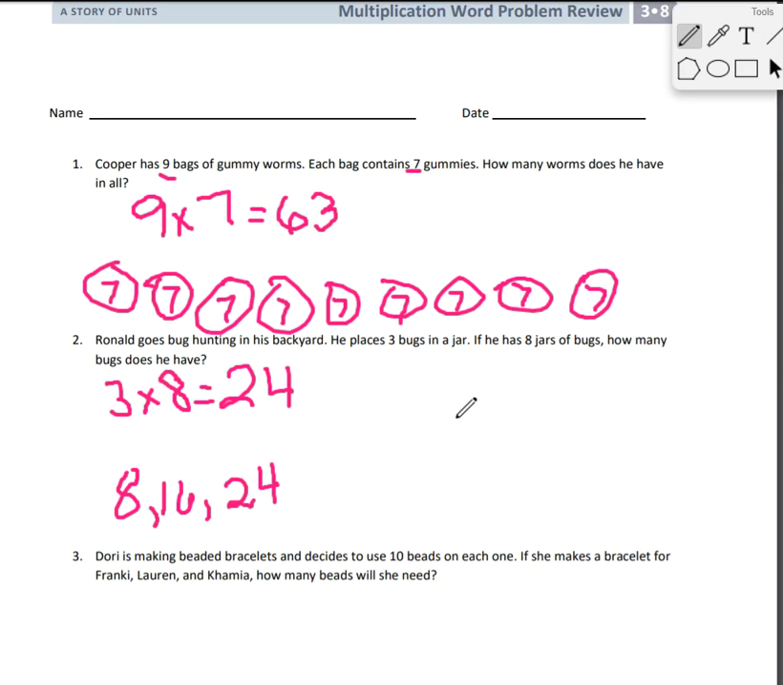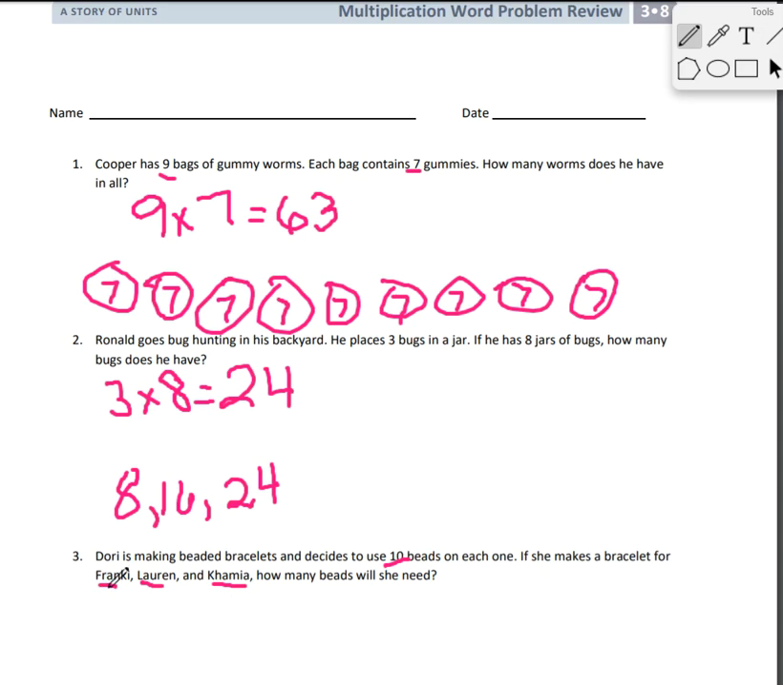All right, problem number 3. Dory is making beaded bracelets and decides to use 10 beads on each one. She makes a bracelet for Frankie, Lauren, and Camilla. How many beads will she need?